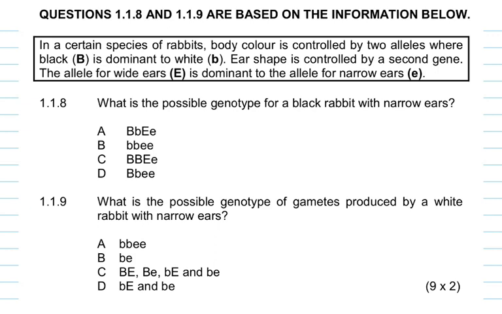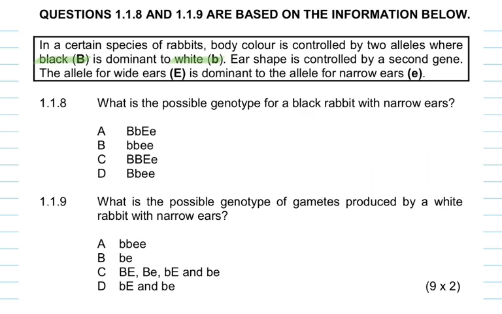In a certain species of rabbits, body color is controlled by 2 alleles where black is dominant to white. So already there we can highlight black and white with our 1 color. Now we're using 1 color to highlight both of those, even though they seem like they're 2 different things, because we're going to look at body color there.